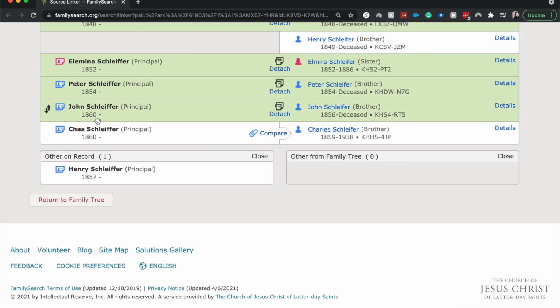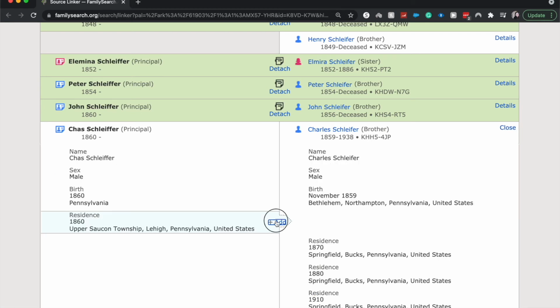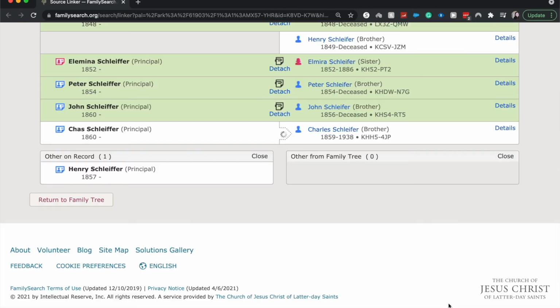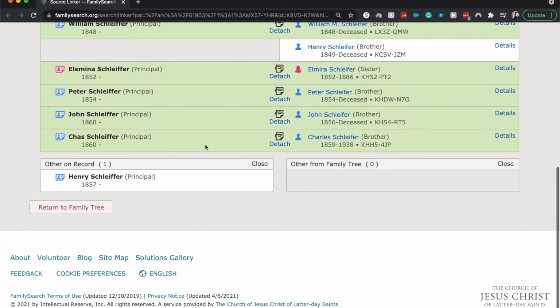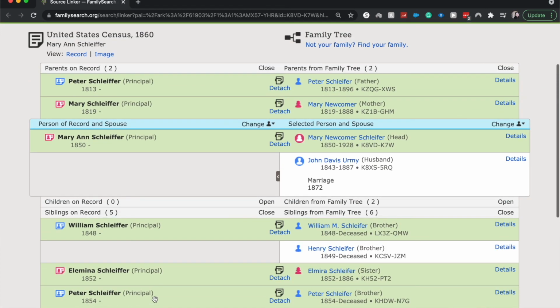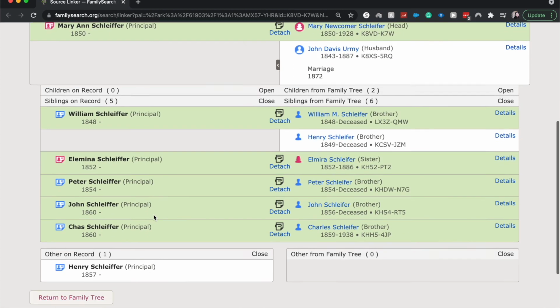Also, if the name and the spelling isn't quite the same, that's okay. It could also be an indexing error, or the person taking down the census could have misspelled it or used shorthand. Like for Charles, Chaz would be shorthand for Charles. So everyone except for Henry is attached, and I'm going to go in and check out the record. But that is how you attach other people on the record.